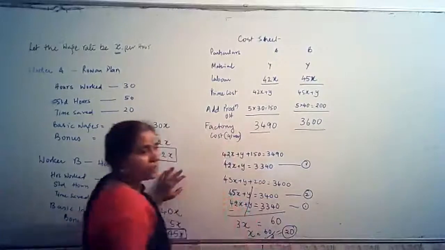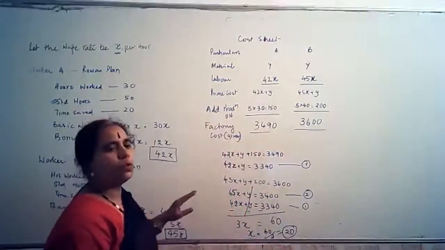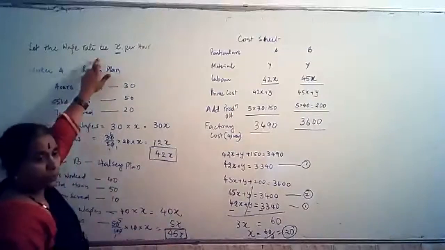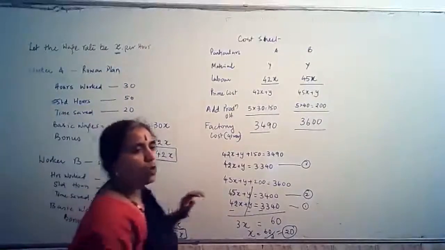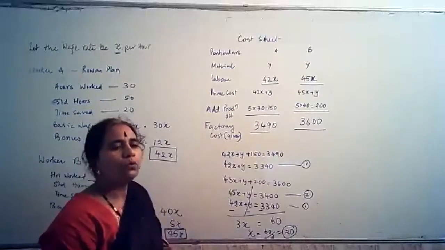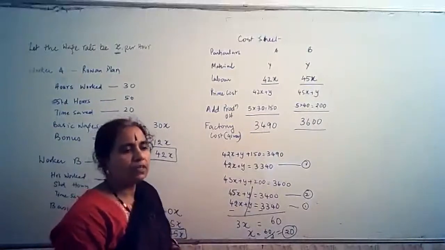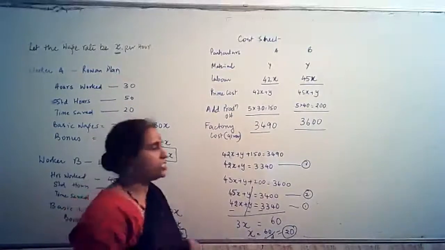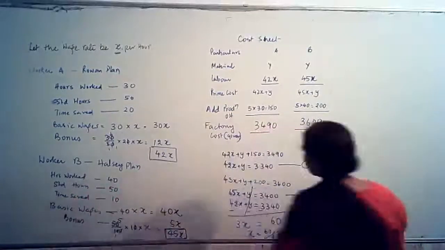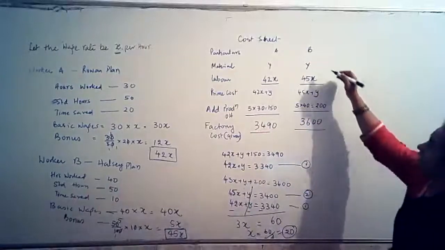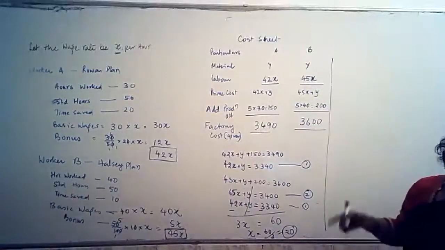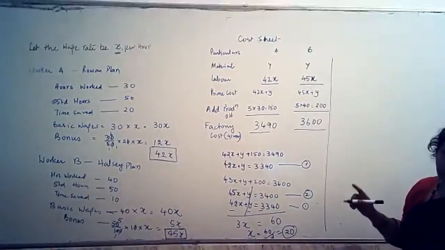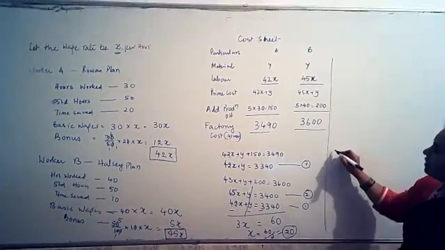So how much is x? X is equal to 20 rupees per hour is the rate. 20 rupees is the rate. So now I know how the rate of wages is paid. So rate per hour is 20 rupees, which is paid to A and B. So I will calculate here only. In any one equation, if you put the wage rate, you will get the material price. Okay.